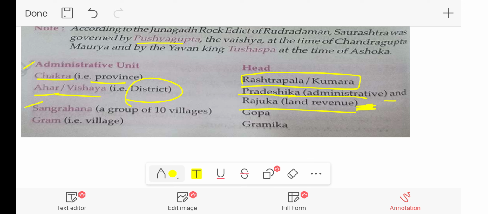Next, Sangrama. Sangrama means a group of 10 villages. So it was headed by Gopa. Last, Grama, the village, and the head of Grama was Gramika.